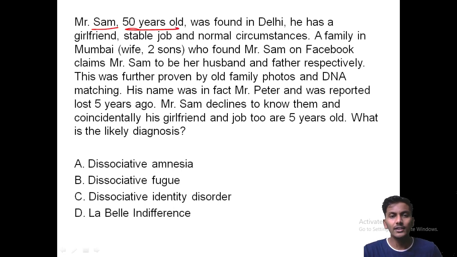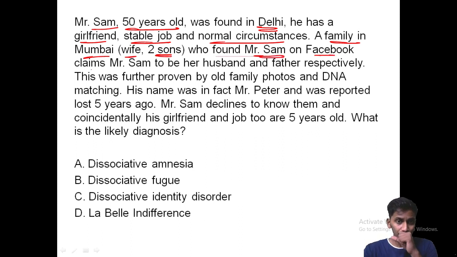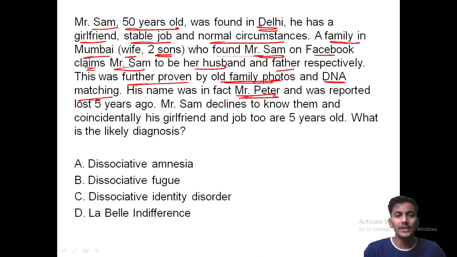Mr. Sam, 50 years old, was found in Delhi. He has a girlfriend, a stable job, and normal circumstances. A family in Mumbai with a wife and 2 sons, who found Mr. Sam on Facebook, claim that Mr. Sam is her husband and their father respectively. This was further proven by old family photos and DNA matching. His name was in fact Mr. Peter and he was reported lost 5 years ago. Mr. Sam declines to know them, and coincidentally his girlfriend and job too are 5 years old. What is the likely diagnosis?